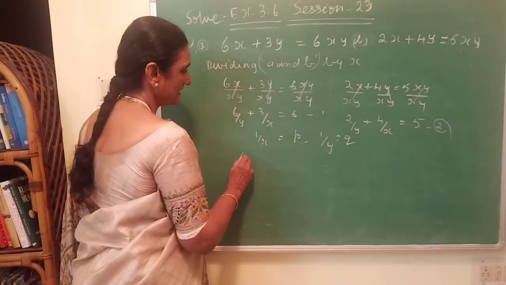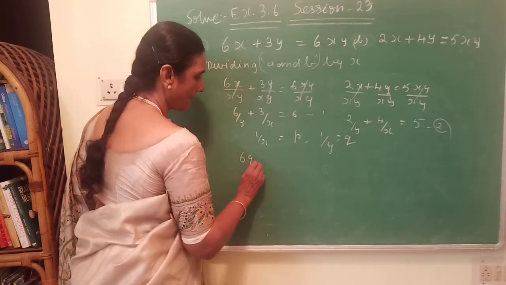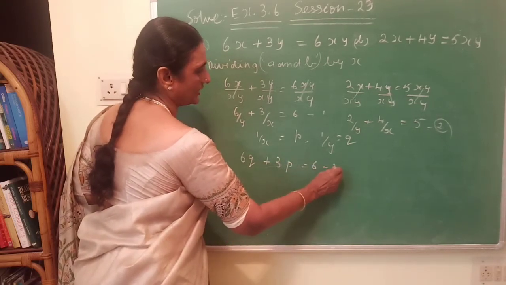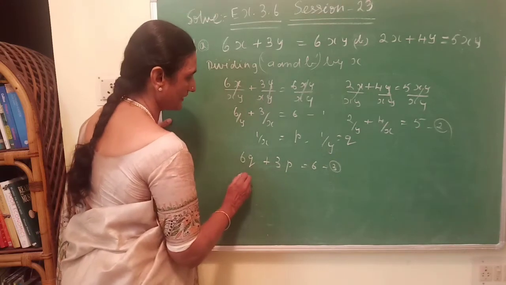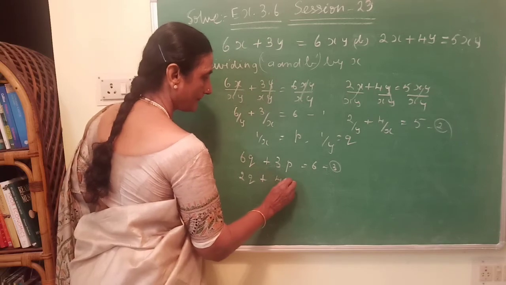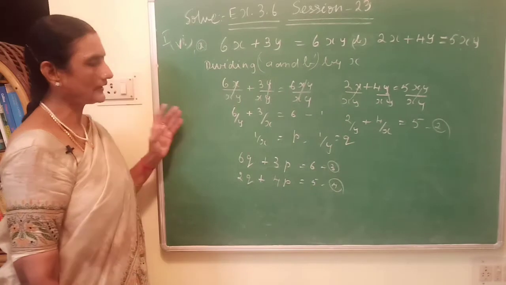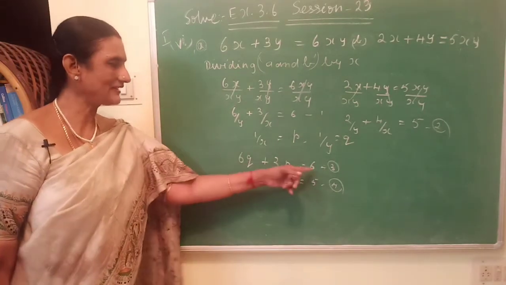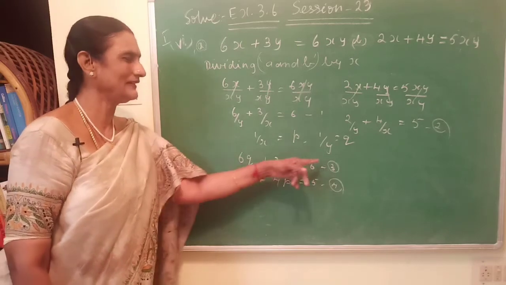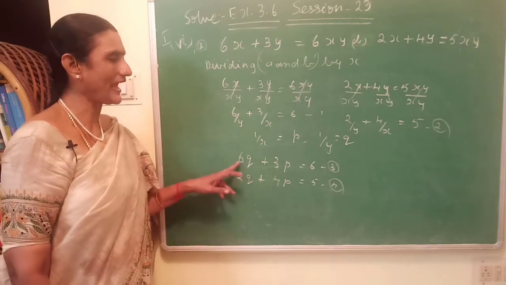So we'll get 6q plus 3p is equal to 6. This is equation 3. And then the next one will be 2q plus 4p is equal to 5. That is equation 4. Now if you look at the numbers, I can cancel all the three terms by 2 for the first equation, but I am not going to do that. I am just proceeding as it is. Why? This 2q and 6q can be balanced.